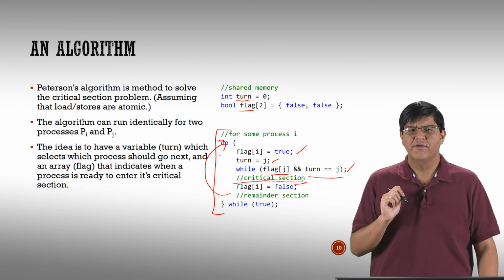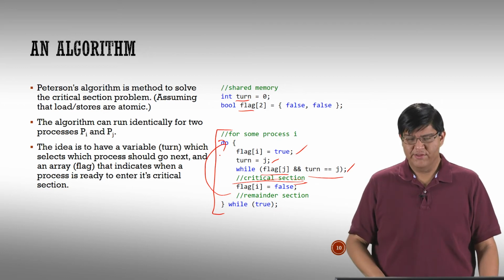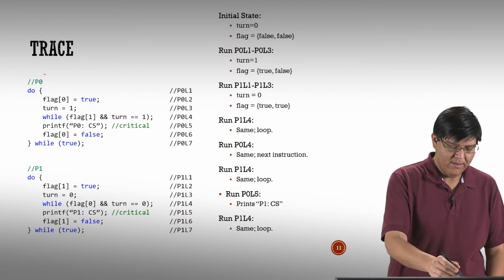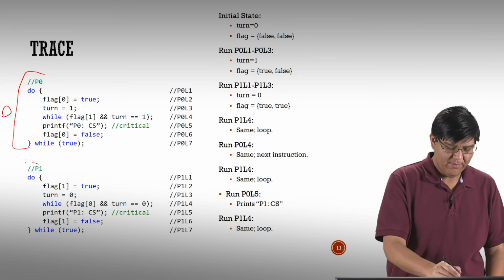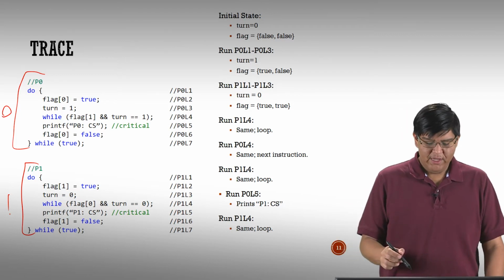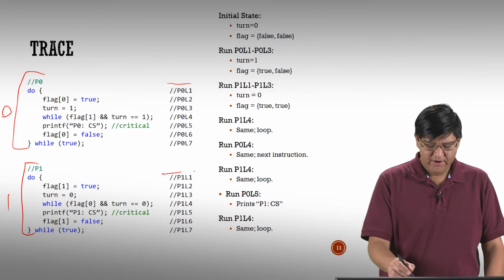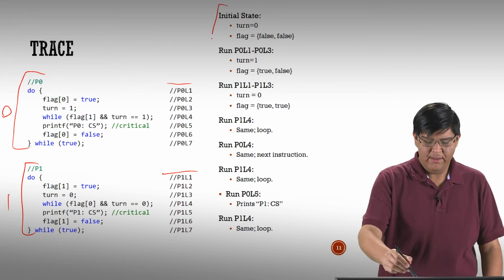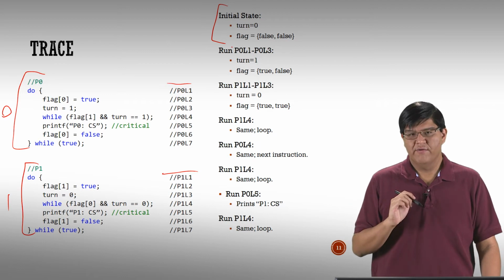All right, so let's take a look at a drawn-out example just to see how this looks a little bit more. Imagine I have two processes here, my P0 and my P1. Let's imagine that at the beginning of time they both start over here, so nothing's really run. Initially, the state of my program is turn equals 0, flag equal false and false.